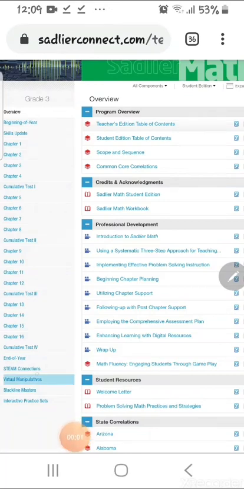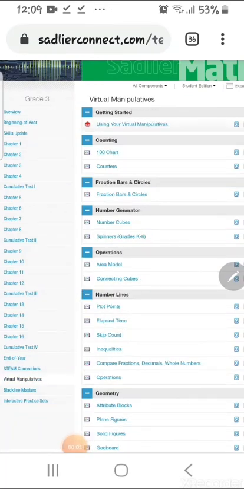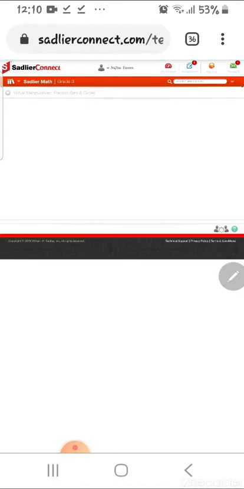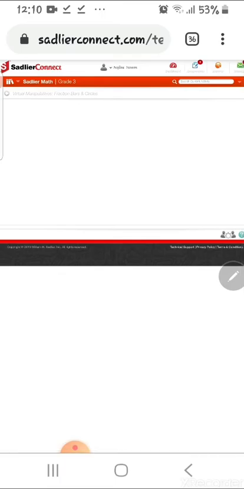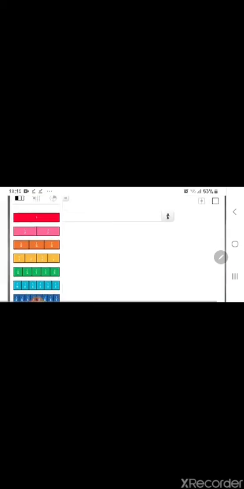Let's open our virtual manipulator from your website. Please work on this one. And you can go to the fraction, bars and circles. Okay, let's see how I can do equivalent on this one.